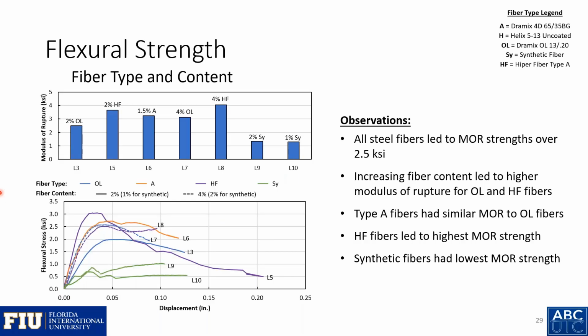In terms of the flexural strength, modulus of rupture, all of our steel fibers led to modulus of rupture strengths over 2.5 ksi. We saw that when we increased the fiber content, going from 2 to 4% fibers, this increased our rupture strength. And the type A fibers, which were the longer fibers with the hooked ends, had similar results to our 2% fiber content. And then the synthetic fibers had the lowest modulus of rupture strength.